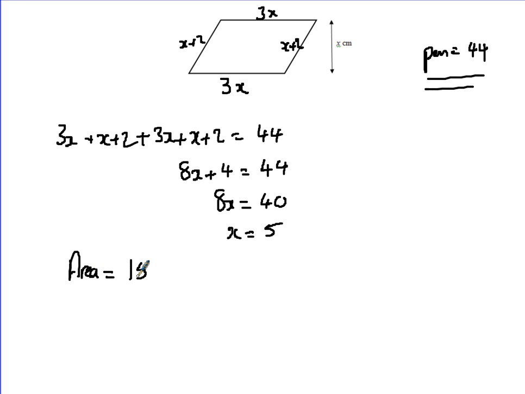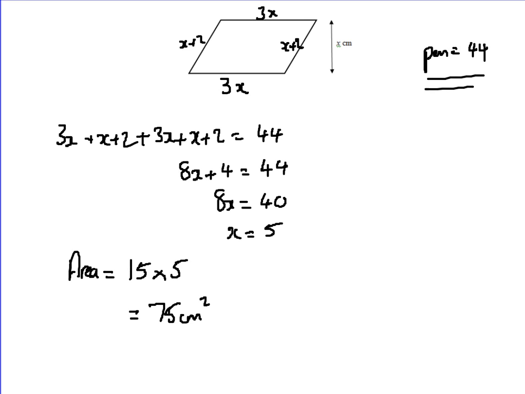which is 15. Times it then by the height, not the slanted height, the height, which is 5. And that will give you then 75 as your area, and it'll be centimetres squared, which is already written down in the question, the centimetres squared bit.